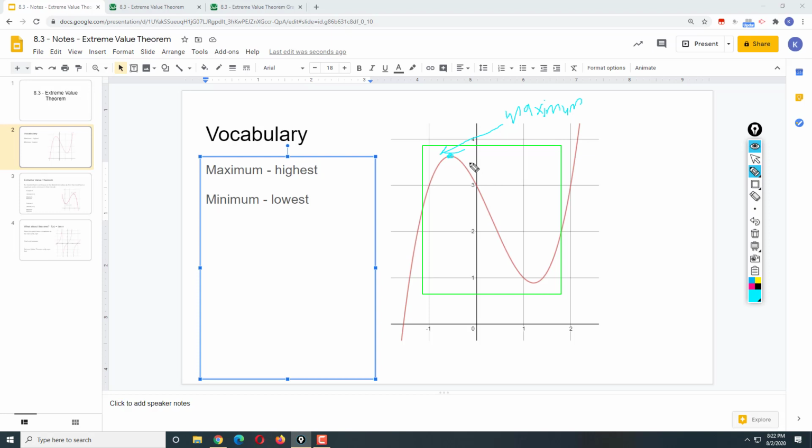When the graph comes down, it keeps going down. And then at this point, it goes back up again. So the point where the graph is at the lowest is called a minimum. So maximum, minimum, highest, lowest.